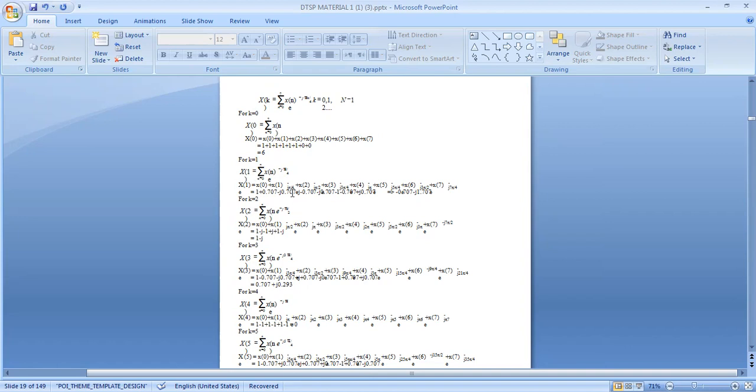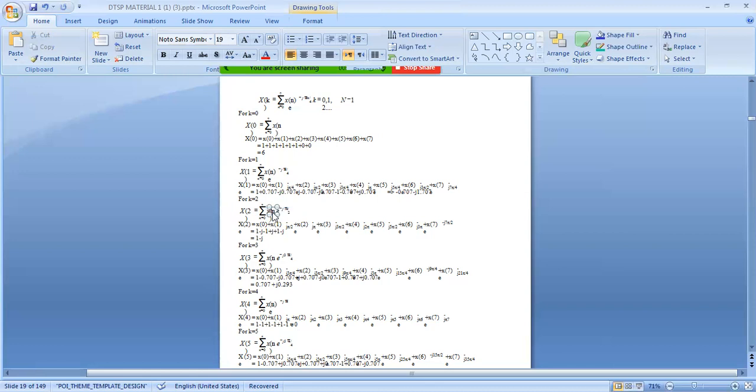So what is the value for k is equivalent to 1? You find out the value for x of 1, summation n is equivalent to 0 to 7, x of n e power minus j pi n by 4. Okay, so k value 1 over here, so pi n by 4 alone. Okay, so the first thing, when you are replacing n is equal to 0, what will happen? e power 0 will be equivalent to 1.